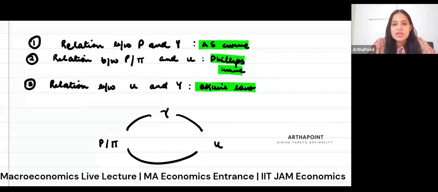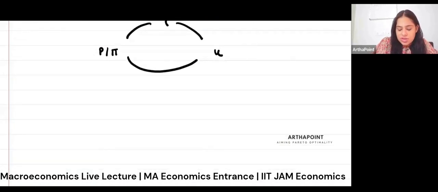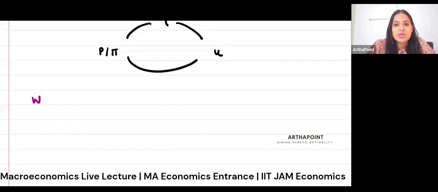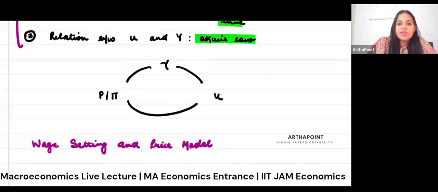In today's case, for these relationships, we are going to use something which is developed, at least in the Dornbusch book. I haven't seen this in much detail in other books as much as Dornbusch and Blanchard have tried to focus on it, and they have also used different versions of this model. This is known as the wage setting and price setting model. This model is going to dictate the derivation and interpretation of these three relationships.